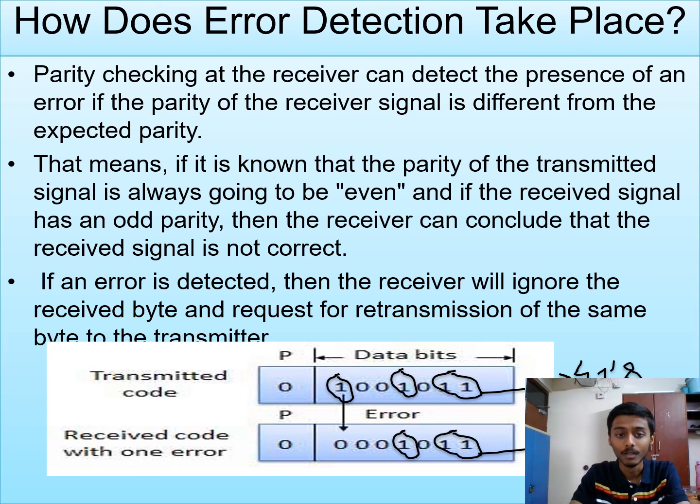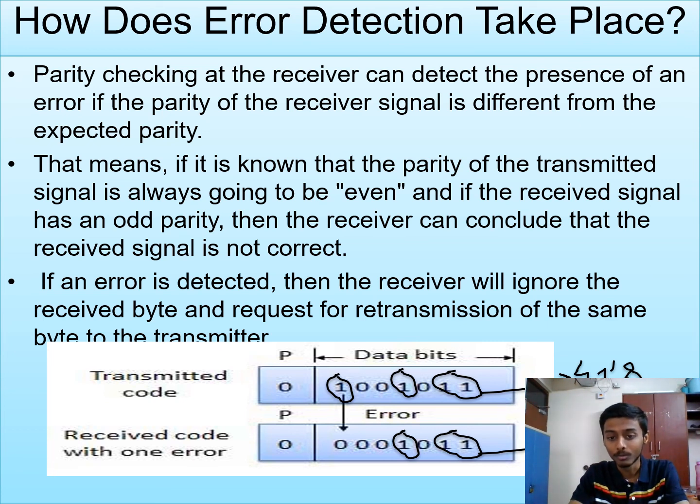That means if it is known that the parity of the transmitted signal is always going to be even, and if the received signal has an odd parity, then the receiver can conclude that the received signal is not correct. If an error is detected, then the receiver will ignore the received byte and request retransmission of the same byte from the transmitter. We have an example.